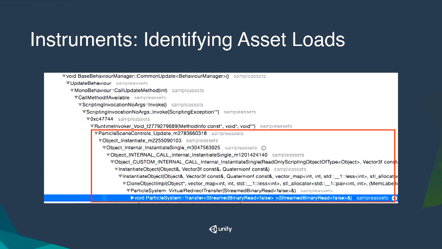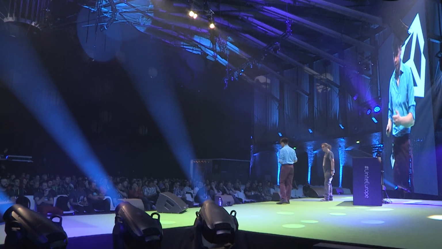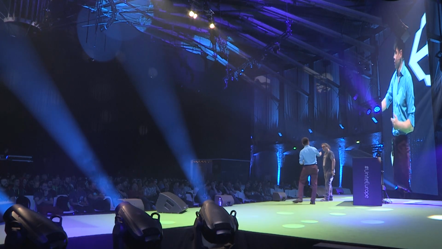So if your game's performance stutters and you see a lot of time going to VirtualRedirectTransfer, you may need to preload some assets, pool something, or perhaps you want to make your asset loading asynchronous. You can also find this method deep inside calls to Clone Object. In that case, it's, of course, transferring the data from the source object to the target object. I think Mark wants to talk about memory, though, so I'll pass it over to him.